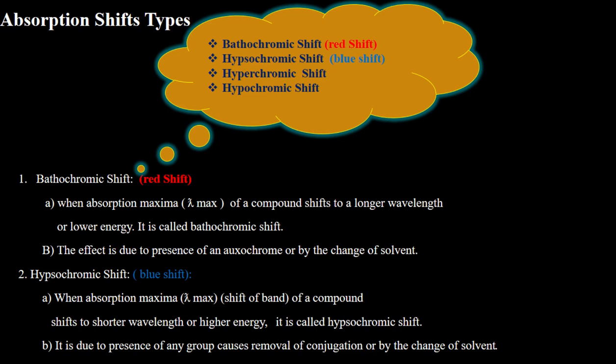And second is hypsochromic shift. Hypsochromic shift is also known as blue shift. In this case, when the absorption maxima, that is lambda max, of a compound shifts to a shorter wavelength or higher energy, remarkably, shorter wavelength or higher energy, then it is called hypsochromic shift. And another fact of hypsochromic shift is that it is due to the presence of any group that causes removal of conjugation, or by the change of solvent.